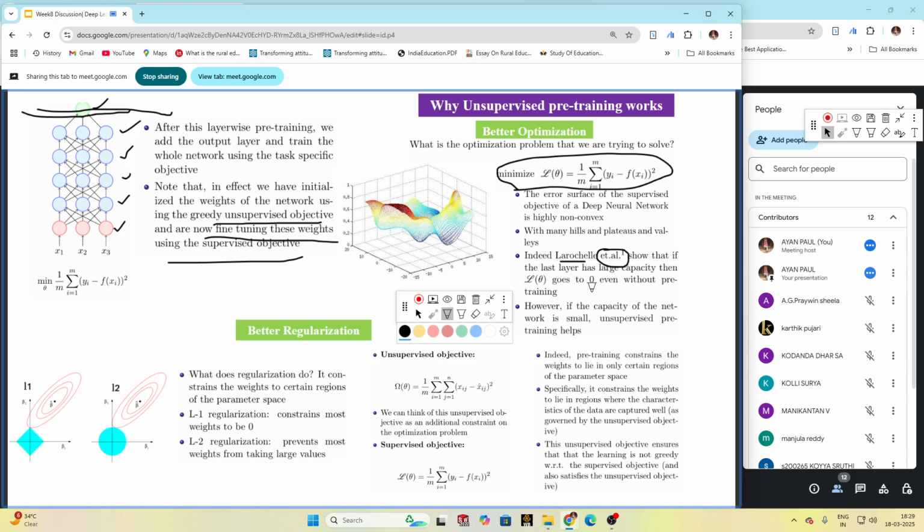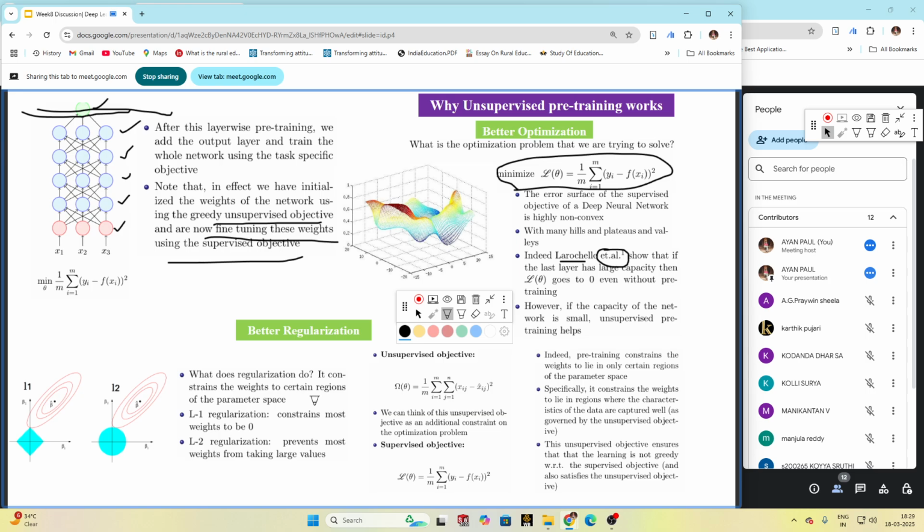However, if the last layer is small or has a small capacity, then this unsupervised pre-training is very useful. So that is for better optimization. And the other thing is better regularization. So in regularization, we are covering the last two classes of regularization only.